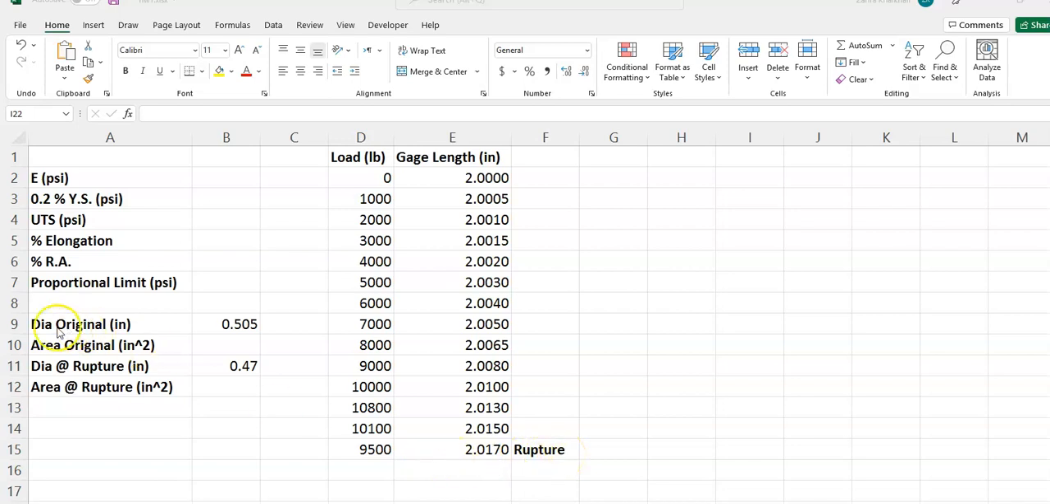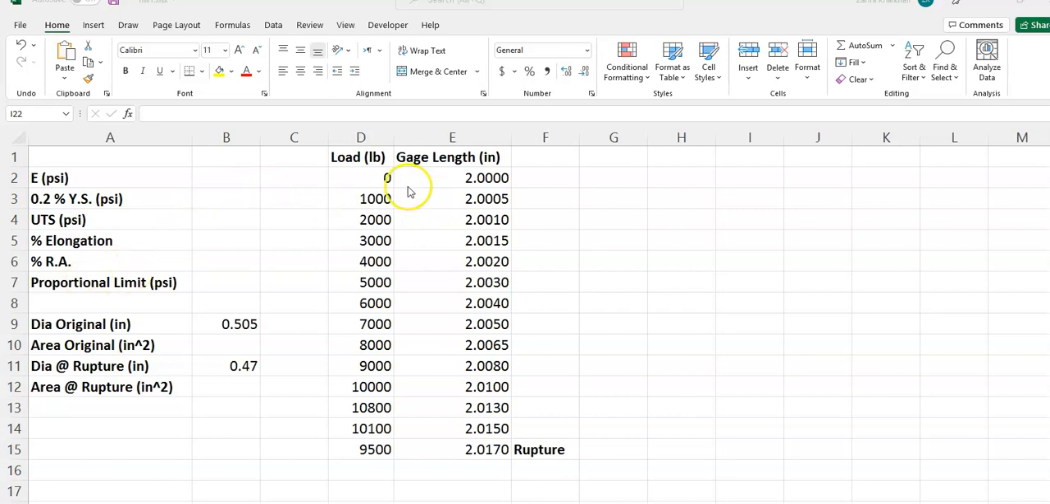Now the original diameter of the sample is also given as 0.505 inches and diameter at rupture is also given as 0.47 inches. These are the unknowns that are asked in this problem. Once we create the plot for stress and strain, we can obtain all these parameters from that plot.